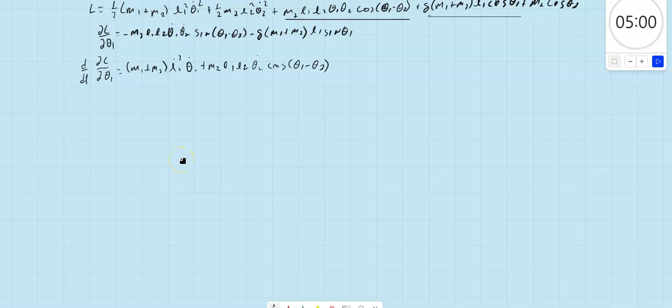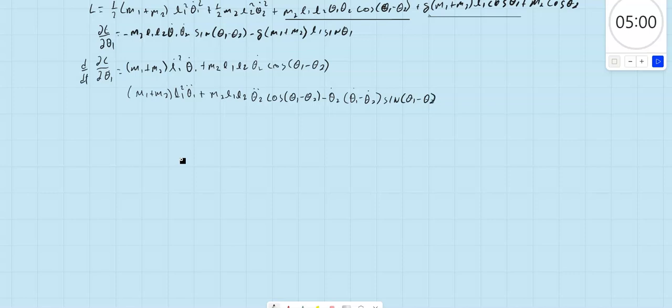So now I'll take the derivative, and it's going to be (m1 plus m2) L1 squared theta 1 double dot plus m2 L1 L2 theta 2 double dot cosine (theta 1 minus theta 2), and this is going to be minus theta 2 dot times (theta 1 dot minus theta 2 dot) sine (theta 1 minus theta 2).